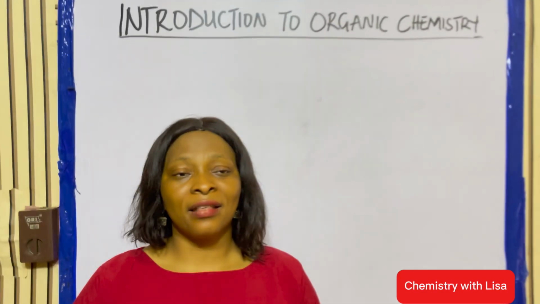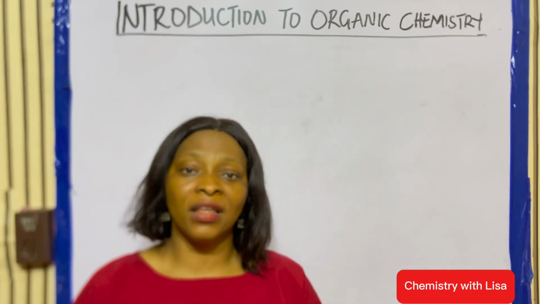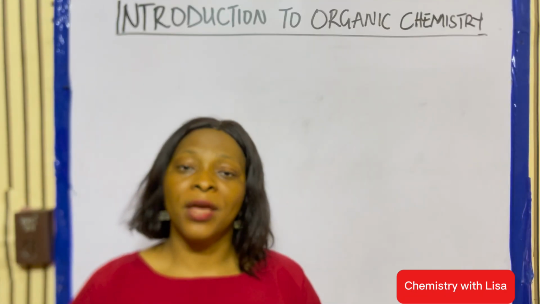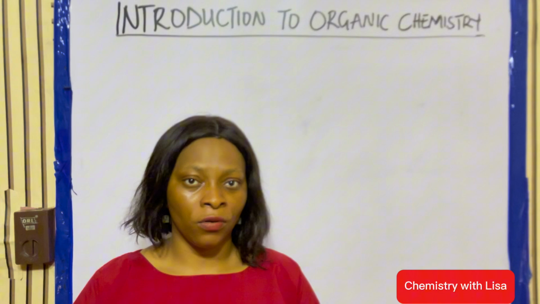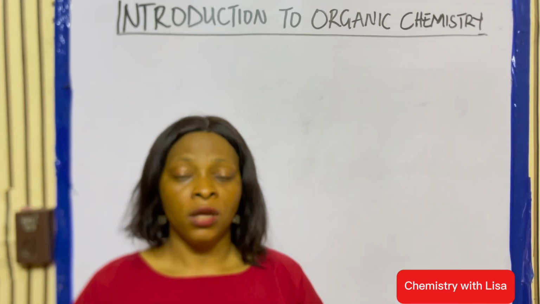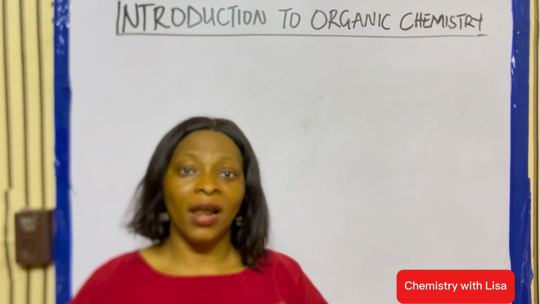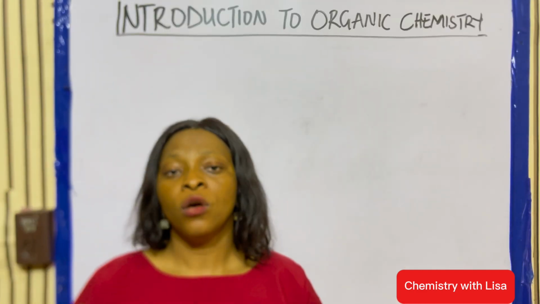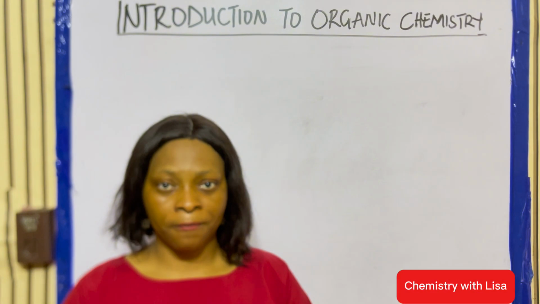Number one is that most of the things we use, both in nature and artificial, are made up of large molecules of carbon. For example, human beings are made up of large molecules of carbon. The food we eat is made up of large molecules of carbon, including the drugs and most other things we use in our everyday life.